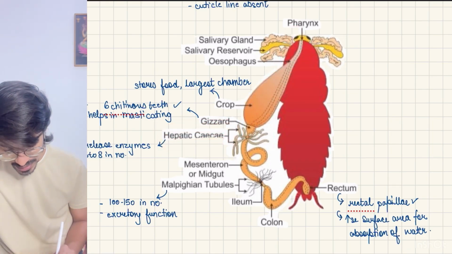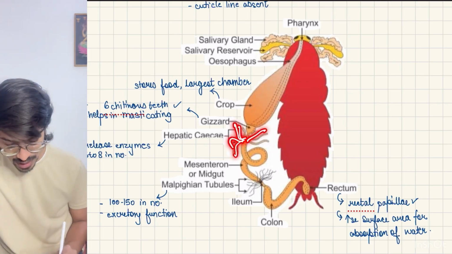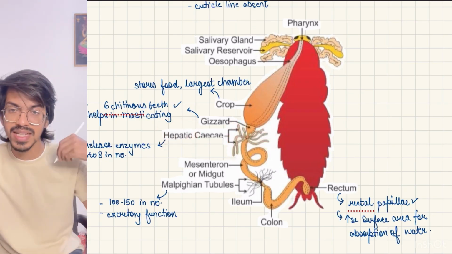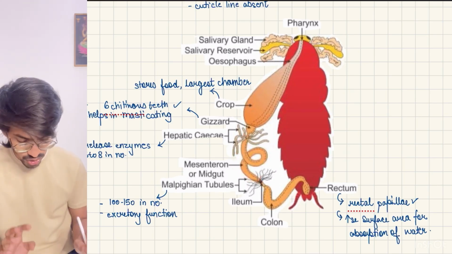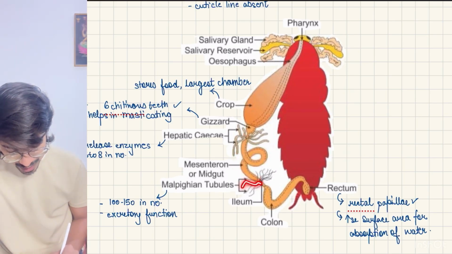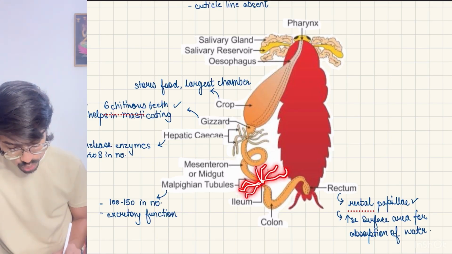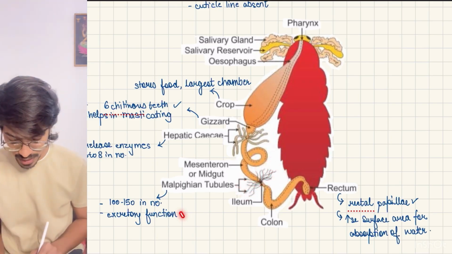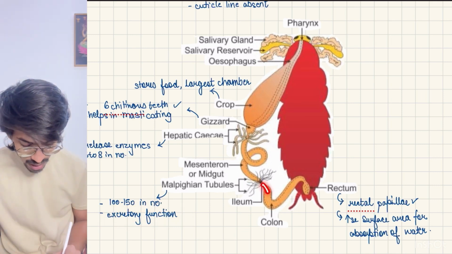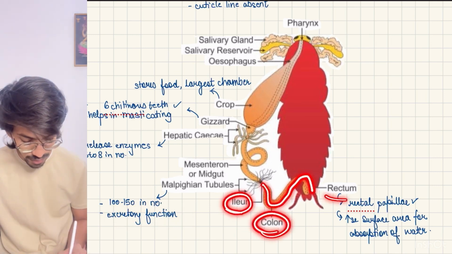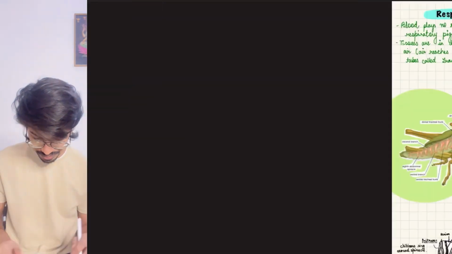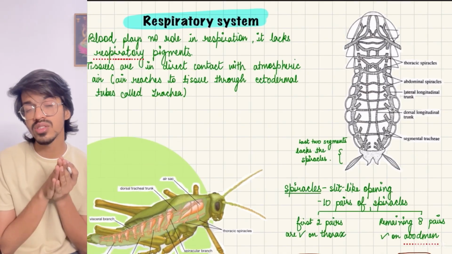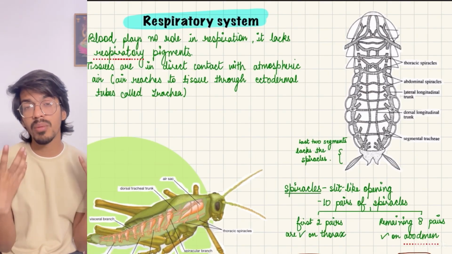Then comes the midgut, where the hepatic caeca are present. Hepatic means liver, meaning it has a liver-like function, releasing enzymes. They are 6 to 8 in number, and they release enzymes in the midgut where digestion occurs. Then at the junction there are 100 to 150 tubules called malpighian tubules, which help in excretion. And then comes the hindgut, which has the ileum, colon, rectum, and the opening called the anus. Now in the rectum, there is the presence of highly reabsorptive microvilli.